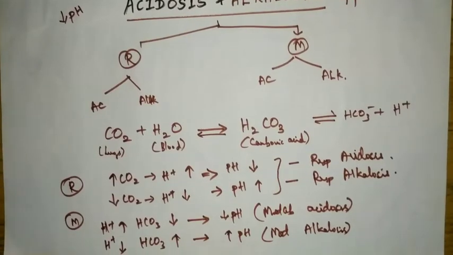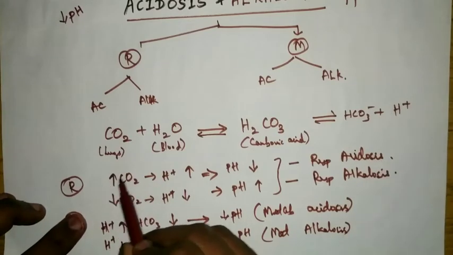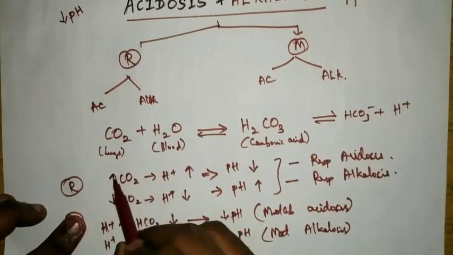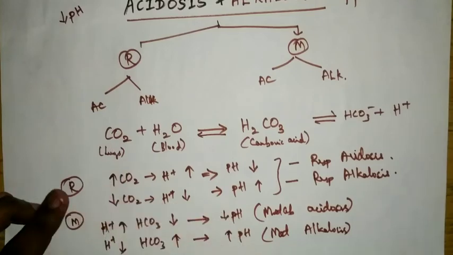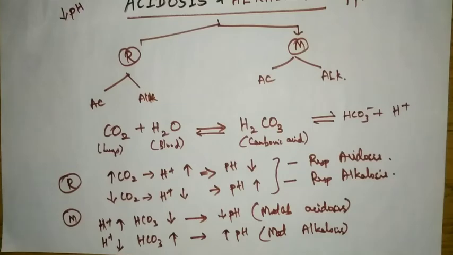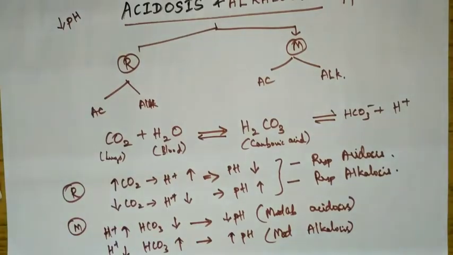We will move on from the first condition, which is respiratory acidosis. So you have an increased amount of carbon dioxide in the lungs. So where do you have increased amount of carbon dioxide? Which means that there is some problem in the lung, which is hypoventilation or COPD or pneumonia. In these conditions you will have respiratory acidosis.